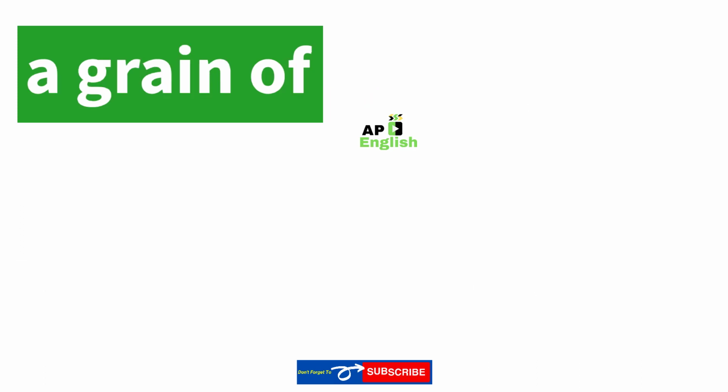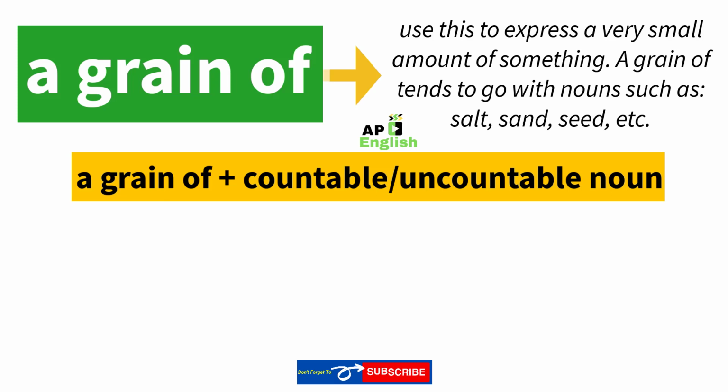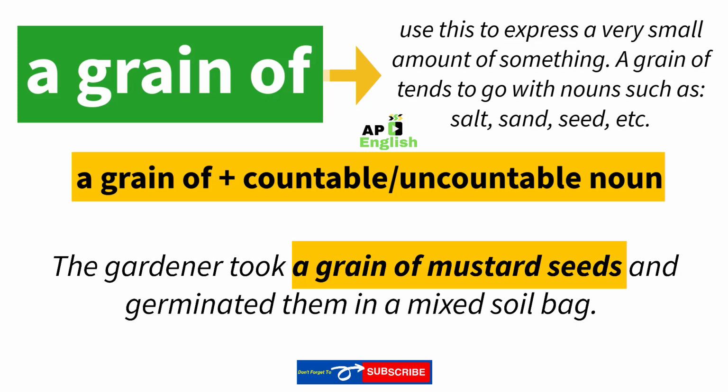A grain of, use this to express a very small amount of something. A grain of tends to go with nouns such as salt, sand, seed, etc. Example, the gardener took a grain of mustard seeds and germinated them in a mixed soil bag.